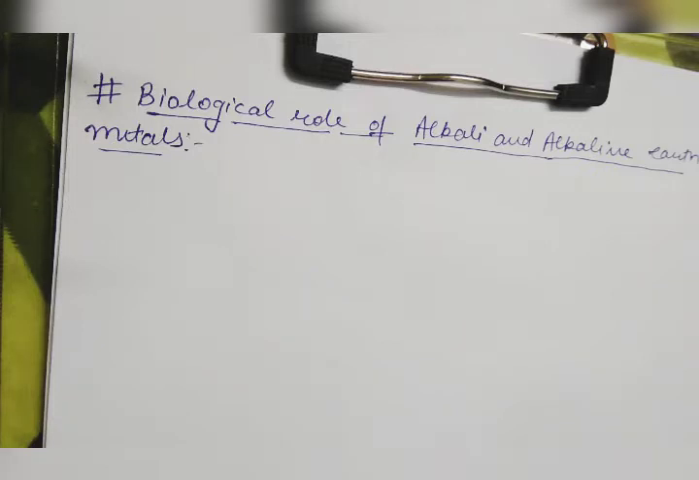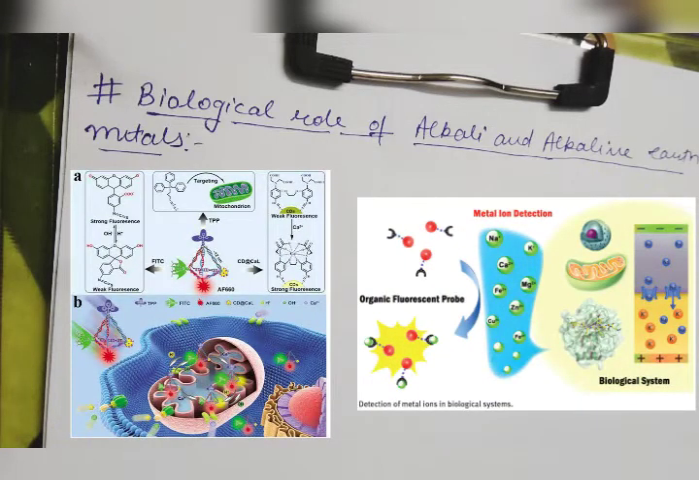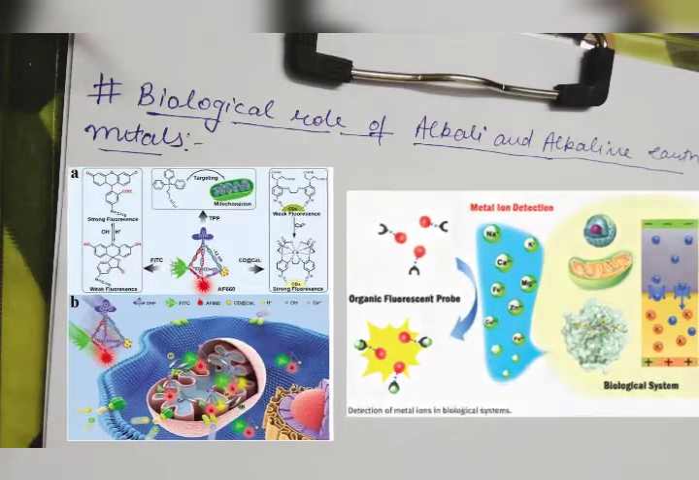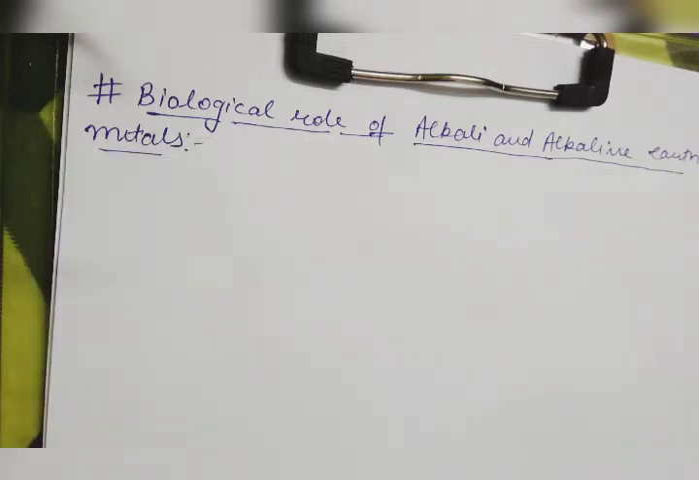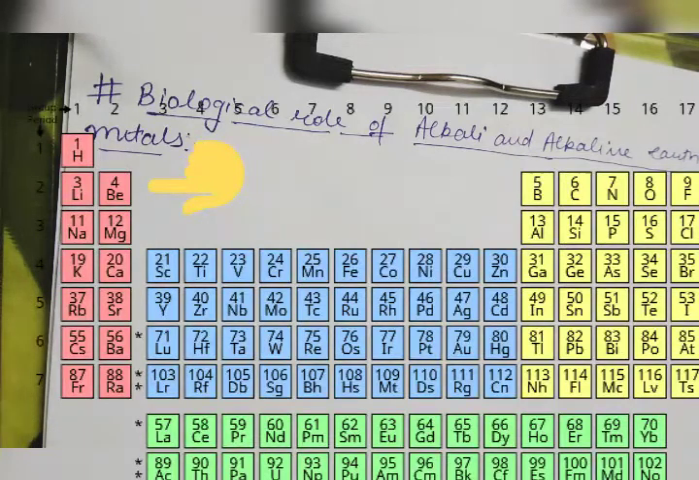Today I'm going to discuss the topic biological role of alkali and alkaline earth metals. So we are going to discuss basically what role alkali and alkaline earth metals play in the biological systems, in nature, in the human body. Alkali and alkaline earth metals belong to group 1 and group 2 of the periodic table. So let's discuss.